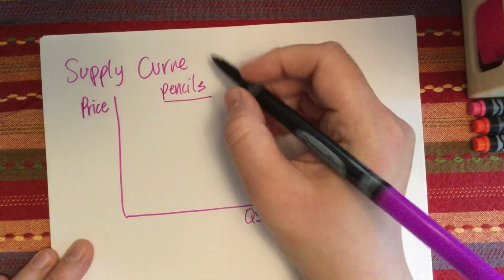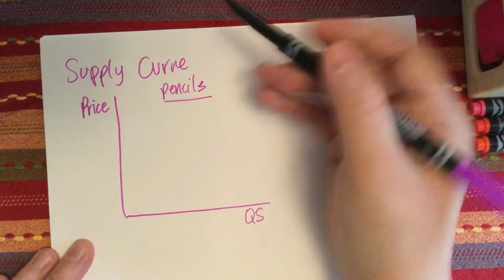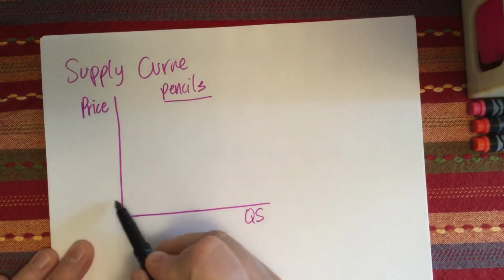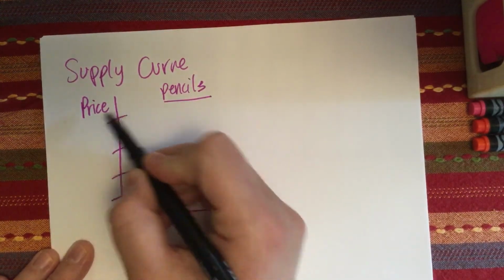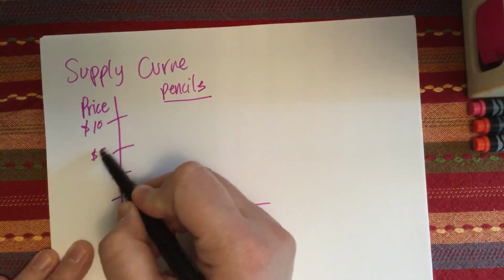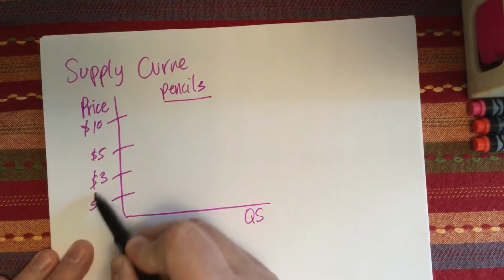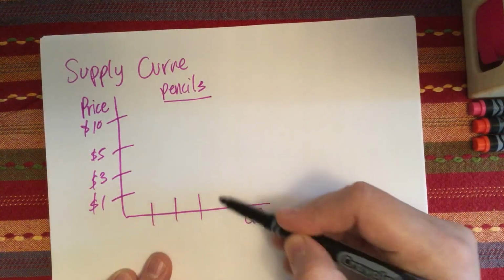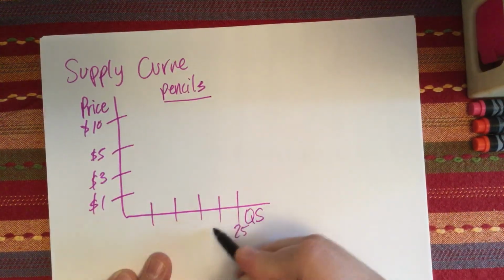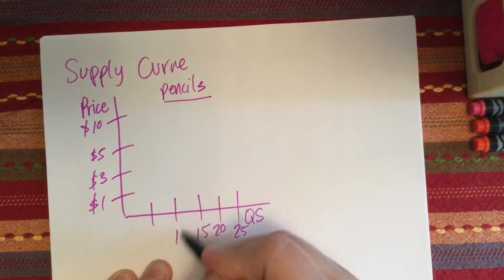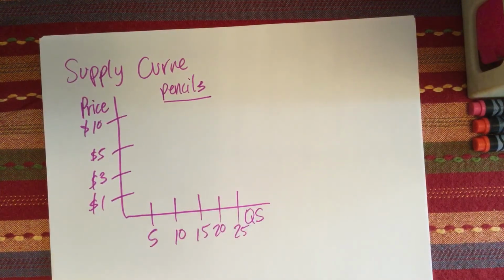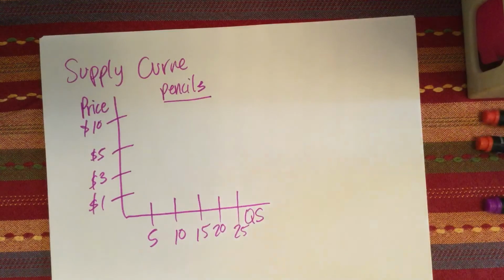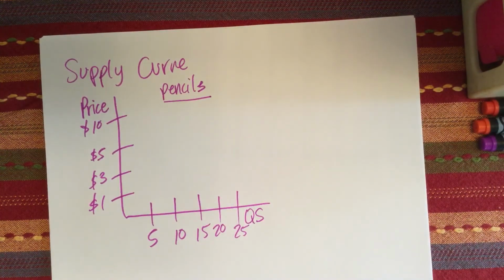Then I'm going to put my label, my market for pencils, here, and I'm going to have my prices. So I had $1, $3, $5, $10. I'm just generically going to create my graph here, and then my quantity was 5, 10, 15, 20, and we'll say 25. Okay, so if I plot out these points to illustrate supply, then we should come up with an upward sloping line because of the direct relationship of the law of supply.